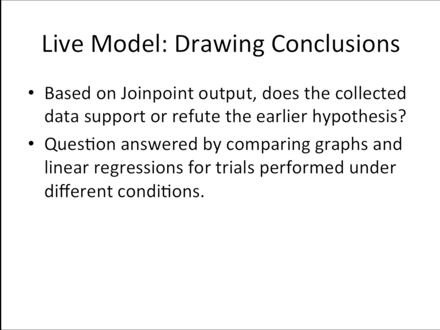So, you've collected the data from this live model, you've put it into Excel, you put it into Join Point, and you've gotten these graphs. How do you draw conclusions? So, we base our conclusions on the graphs we get from Join Point. We look at the one that had one initial female versus the one that had three. Which one grew more quickly, which one had more pupa at the end of the testing period.